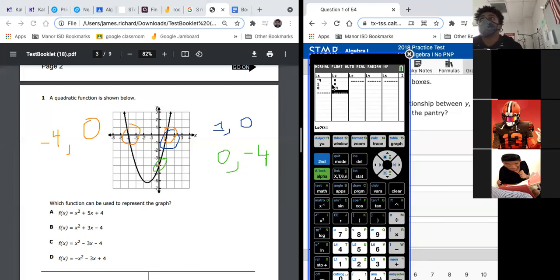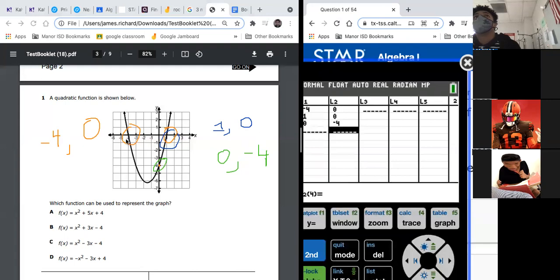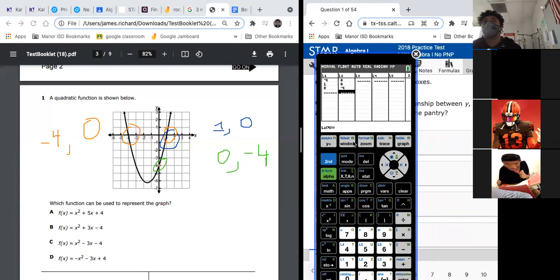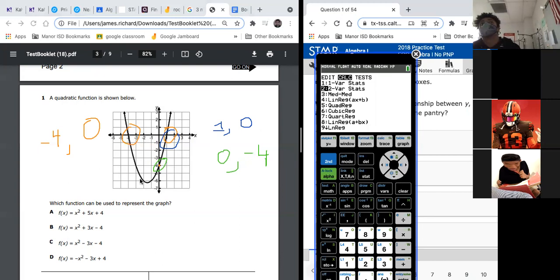And now we have everything entered in. Double check that it makes sense. I have -4, 0, 1, 0, and 0, -4. Looks good. Now press stat and go over to calc. And we're going to do what's called a quadratic regression. Number 5, quadratic regression is where the calculator estimates the equation for the quadratic, a U-shaped parabola. That means this is a quadratic. If it has x squared, it's quadratic. If it was just y equals x and it was a line, then we could do a linear regression, but this is a quadratic. So enter 5 or press enter.